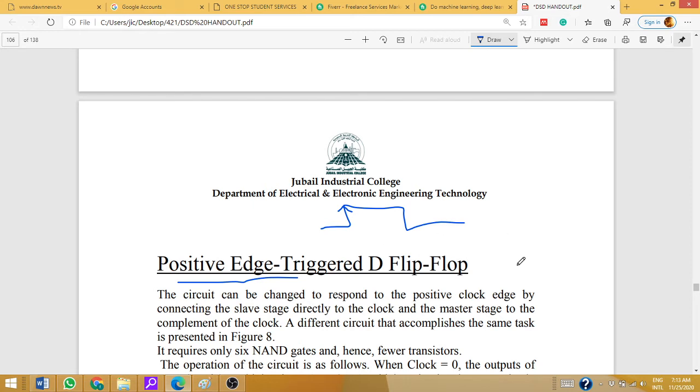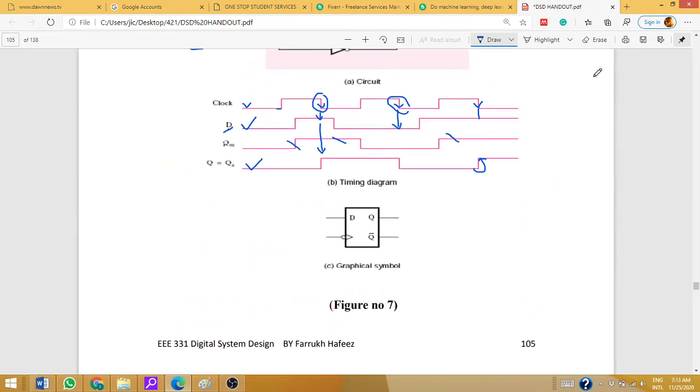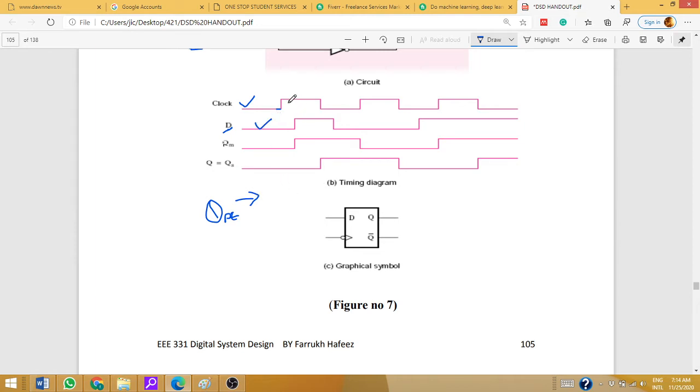Okay, so Shabab, if I ask you, based on this one, for example, to draw Q for the positive edge, can you draw its waveform? Okay, so this is your practice. Draw the waveform depending upon the clock, depending upon D. What is the waveform here for positive edge? Simply you will check these points. Okay, this will become this.